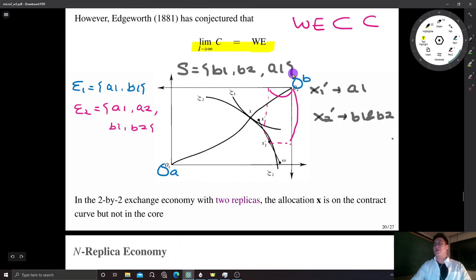So it is consistent with the two conditions in the definition of the core, meaning that this coalition S will improve upon the allocation X. So it is not an element of the core in this economy. Okay, so in the end, the size of the core will shrink as we increase the number of replicas.